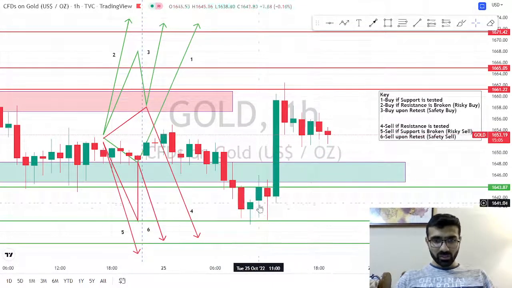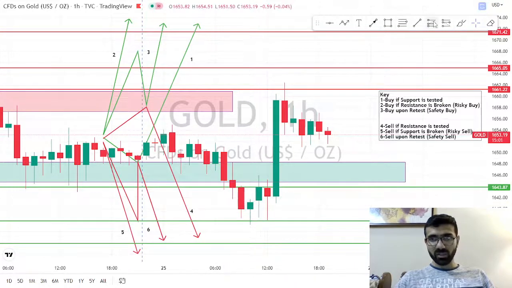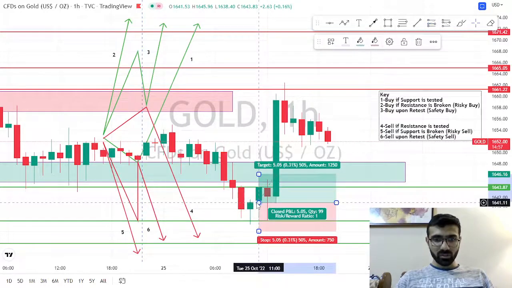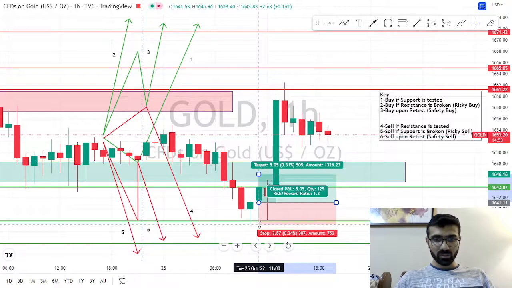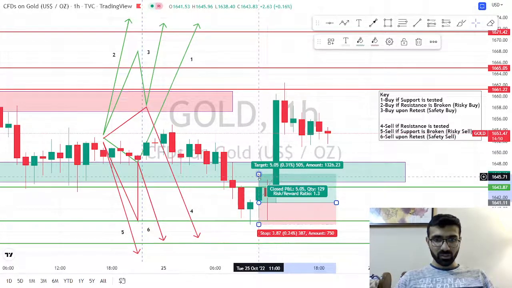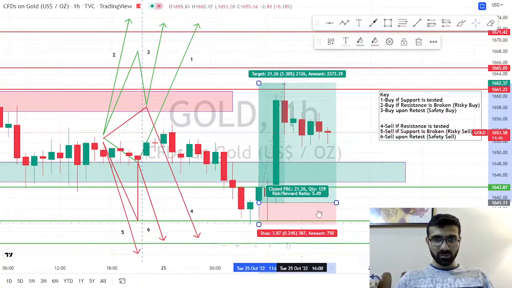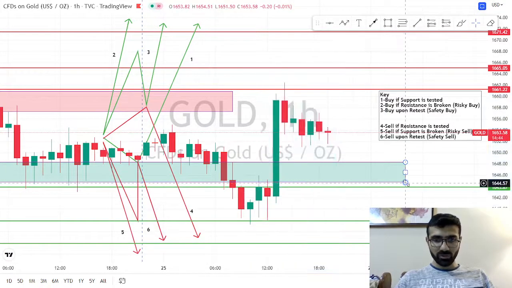And as soon as the market tested our area of second support and closed above it, we could have taken a buy entry. So if we would enter over here, our stop loss will be approximately over here, and our take profit will be approximately here. So this trade would have given us a 5.4% profit.